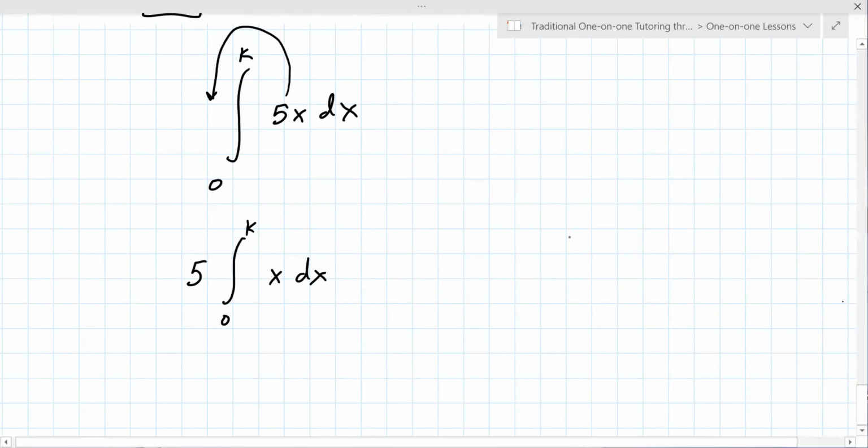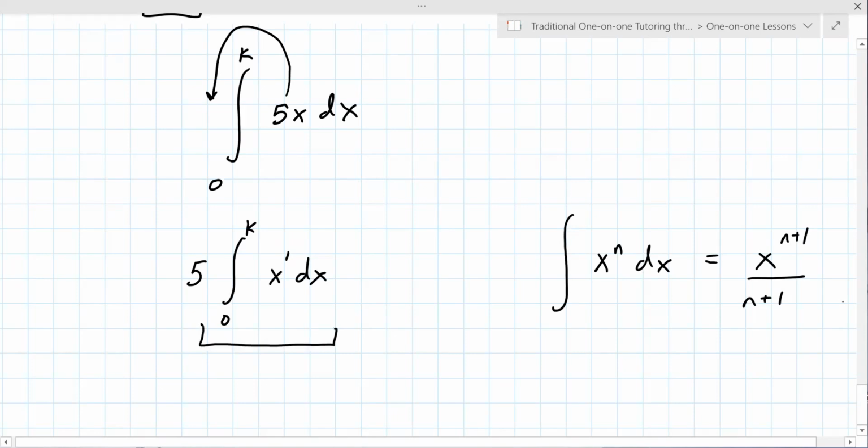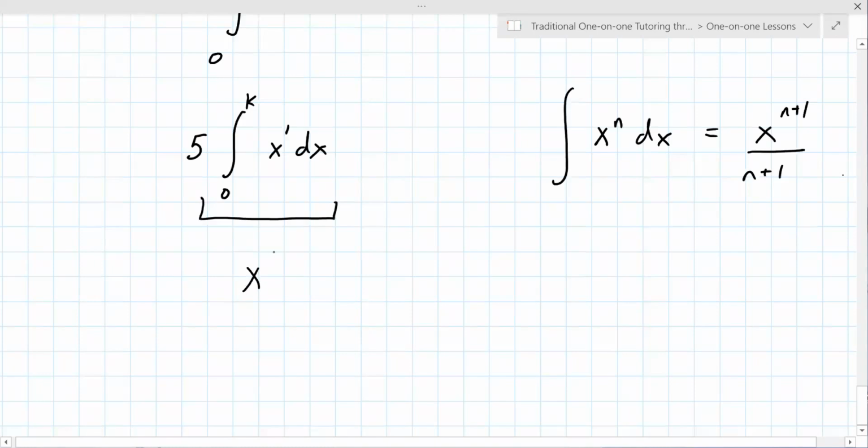Okay. So now off here to the right is the definition. The integral of x to the n dx is always x to the n plus 1 over n plus 1. In your case, n is 1. Like your exponent is 1. So all of this right here becomes x to the 1 plus 1 over 1 plus 1, and then you bring the 5 down.